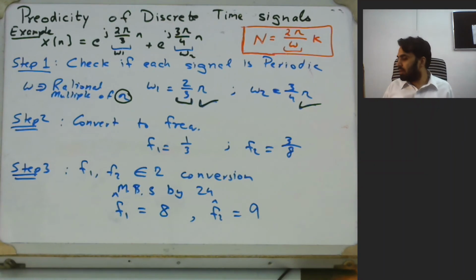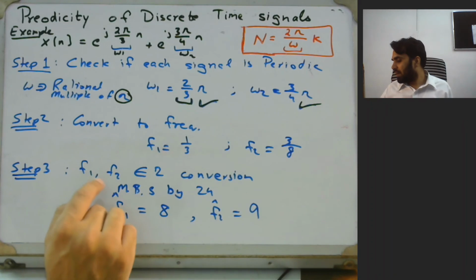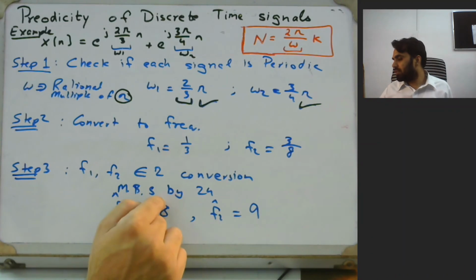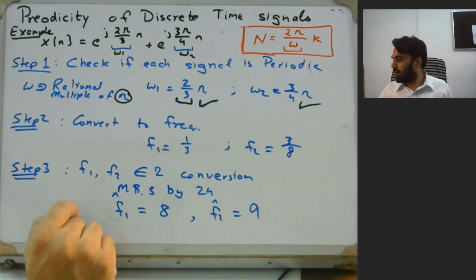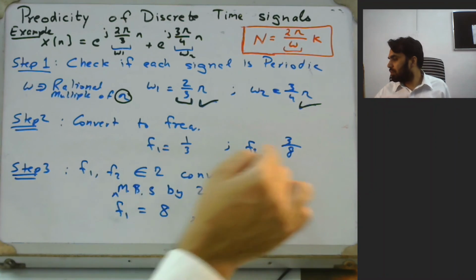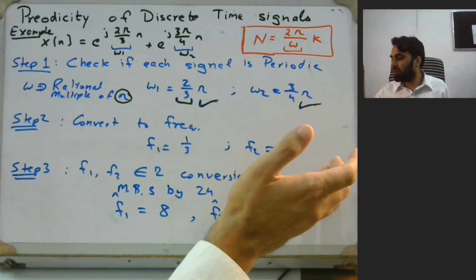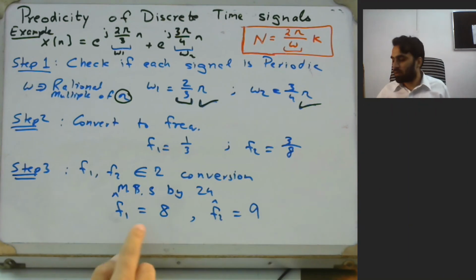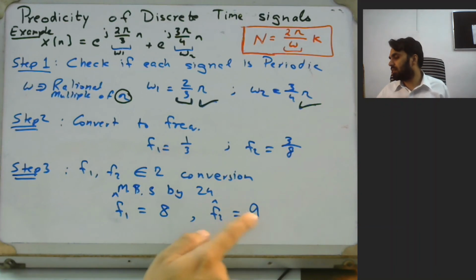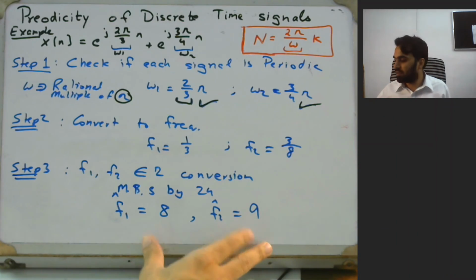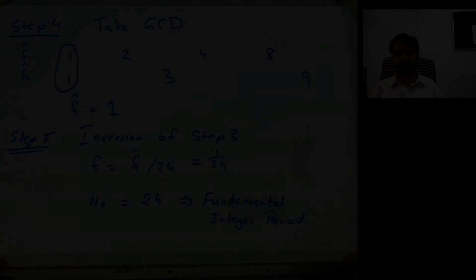That is, we are going to multiply with a specific number that is going to make f1 and f2 integer values, right? We can do that by multiplying both sides with 24. So if we multiply this with 24 and this with 24, we are going to find integer values. f1 hat is 8 and f2 hat is 9. So these are the integer values that we desire in step 3.